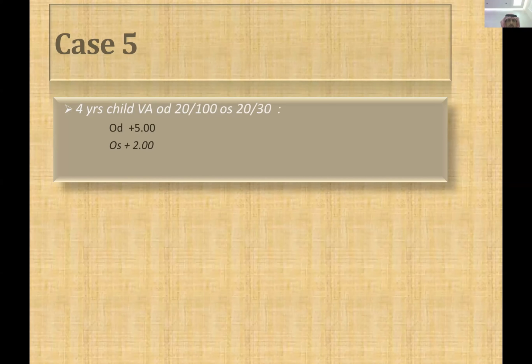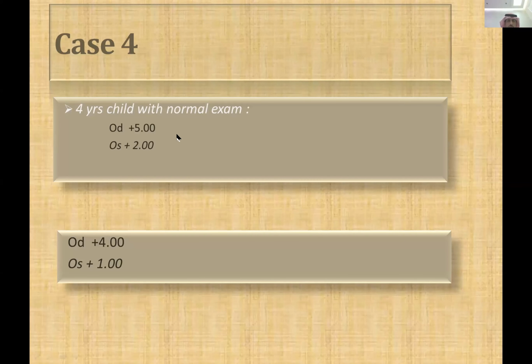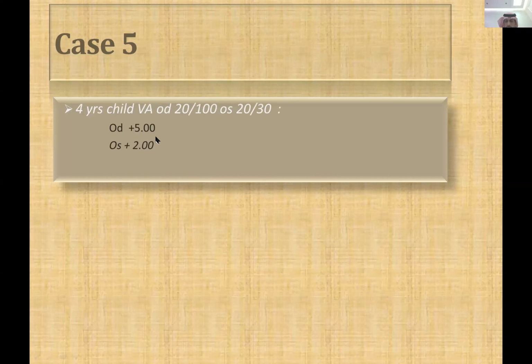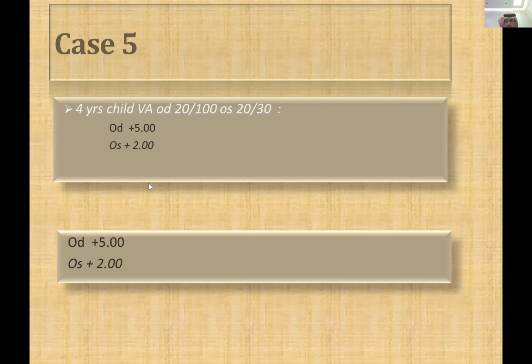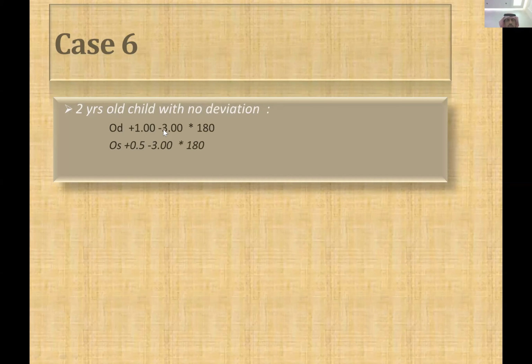طيب case 5. Sorry. Yeah, sorry. So case number 4, he has the normal vision. In the case of normal vision, we can undercorrect both eyes if the patient has normal vision. And then if the case of amblyopic eye, you should give the full correction, as I told you. So let's go to case number 6. 2 years old child with no deviation. This is his refraction.